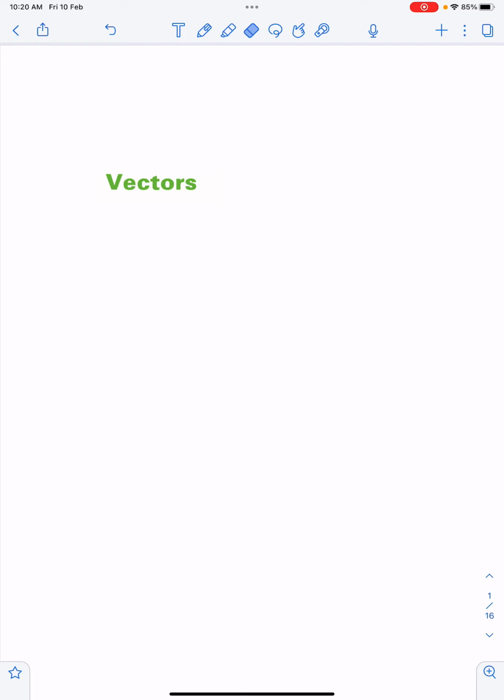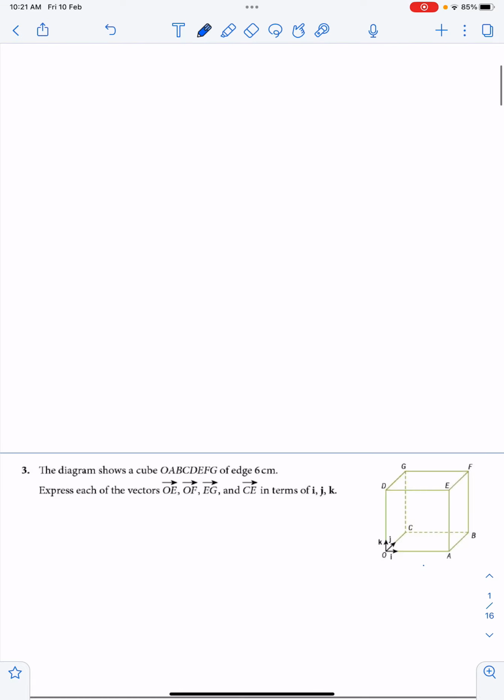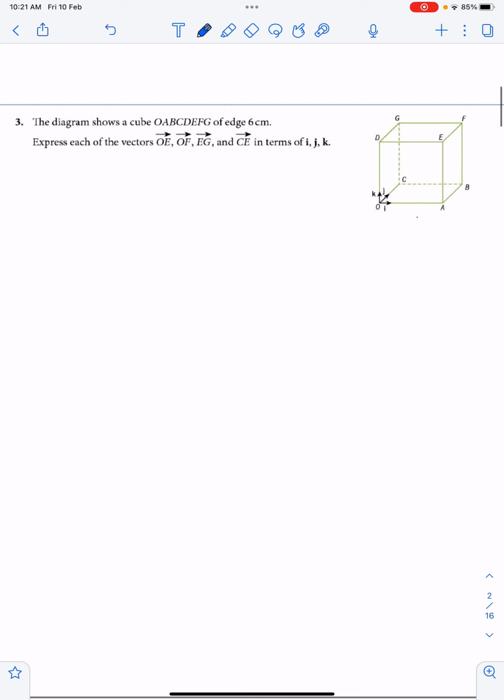Today we're starting with vectors in P3. We are going to make use of all the concepts which we have learned in our O levels. If I have to define vectors, I would say vectors are directed line segments. Directed because they have direction, and the word line segment defines that they have a particular length or magnitude. As we go through the questions, we'll be revising a lot of O level concepts also. Let's start with this question.